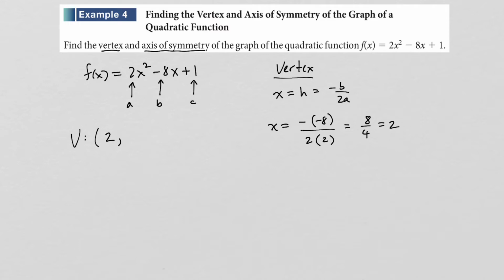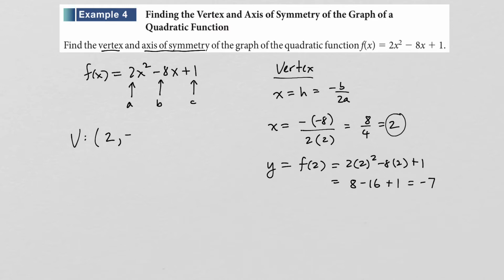Now, to get the y-coordinate, there was a formula for that on the previous page, but it's much easier when you're finding the y-coordinate to just take your x-coordinate and plug it into the function. So we just need to do f of 2, and when you plug 2 into the function here, you are going to get 8 minus 16 plus 1, and this is equal to -7. So the vertex of this parabola is (2, -7).